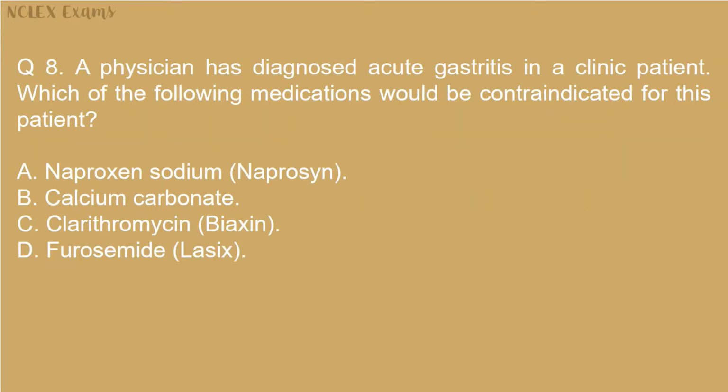Question 8. A physician has diagnosed acute gastritis in a clinic patient. Which of the following medications would be contraindicated for this patient? A. Naproxen sodium, Naprosyn. B. Calcium carbonate. C. Clarithromycin, Biaxin. D. Furosemide, Lasix.